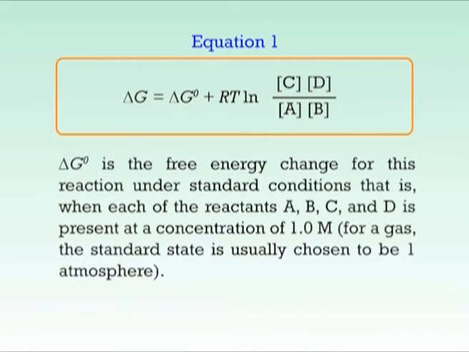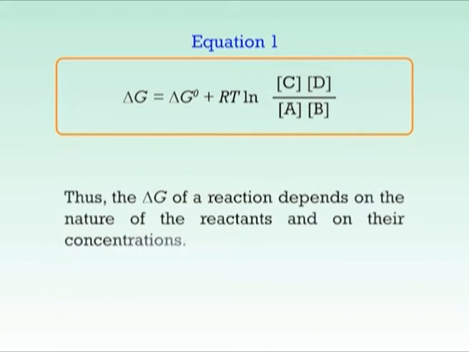Delta G naught is the free energy change for this reaction under the standard condition, that is, when each of the reactants A, B, C and D is present at a concentration of 1.0 molar. For a gas, the standard state is usually chosen to be 1 atmosphere. Thus, the delta G of a reaction depends on the nature of the reactants and on their concentrations.